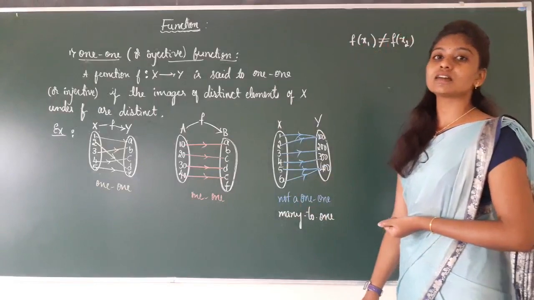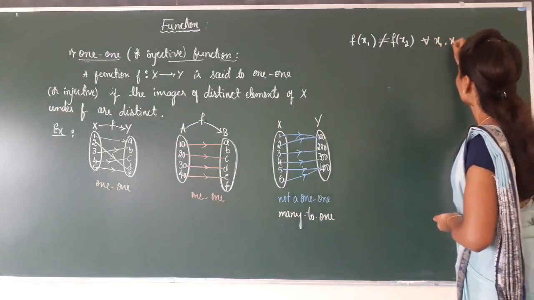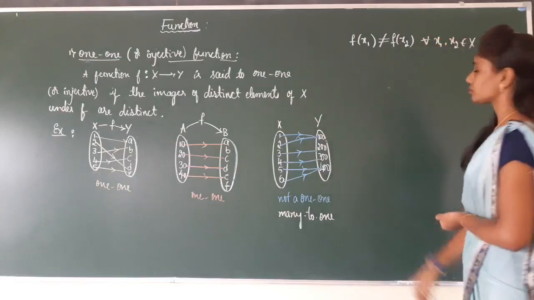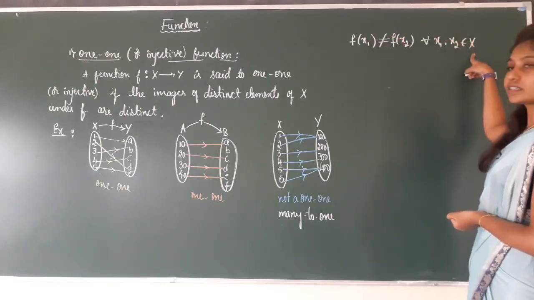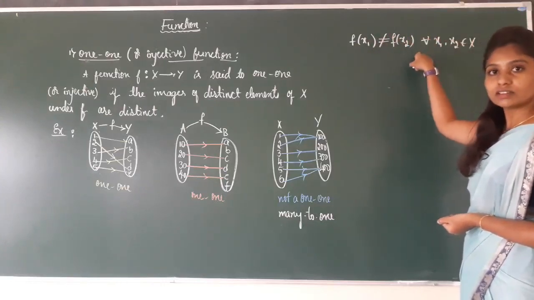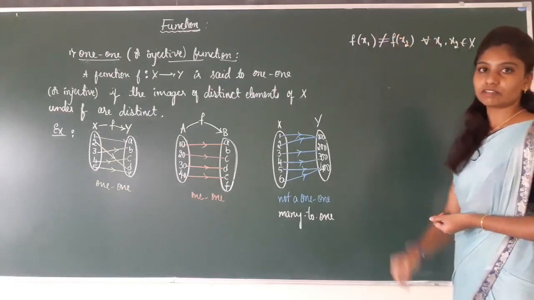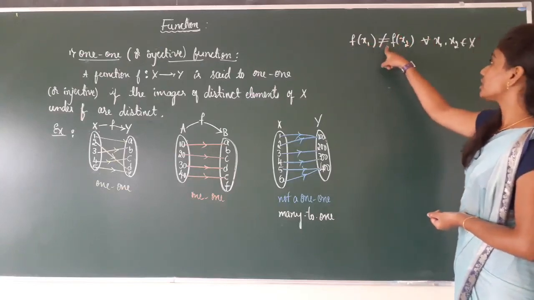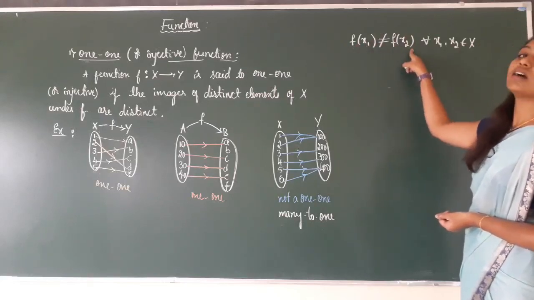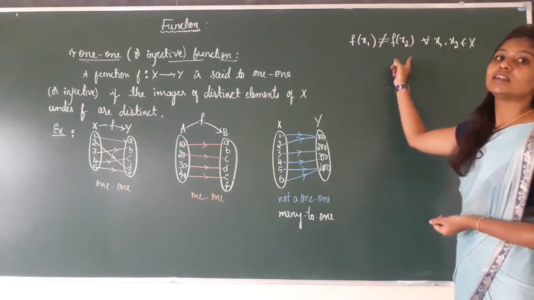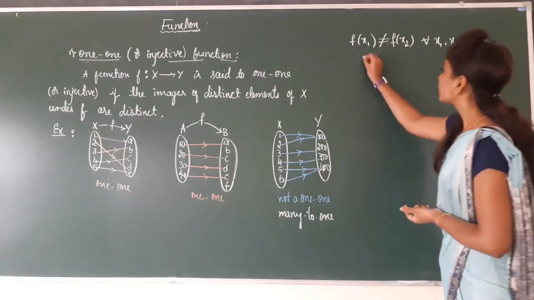f of x1 is not equal to f of x2 for all elements x1, x2 belonging to the set X. x1 and x2 are any two elements in the set X. Then f of x1 and f of x2 are images of x1 and x2 present in the set Y. f of x1 is not equal to f of x2 means those images are different, for the elements x1 and x2.